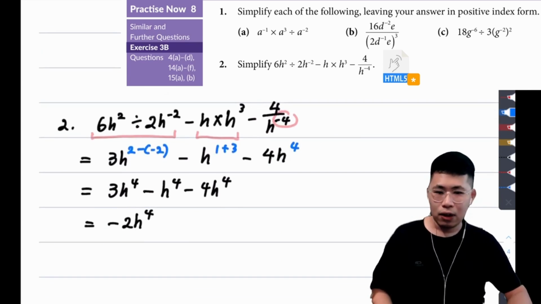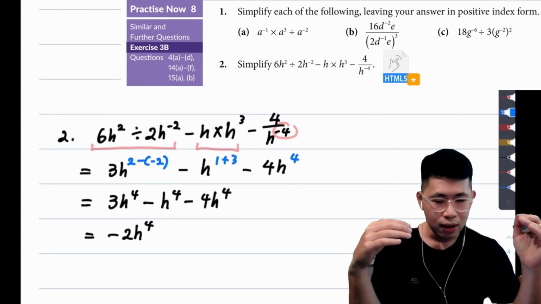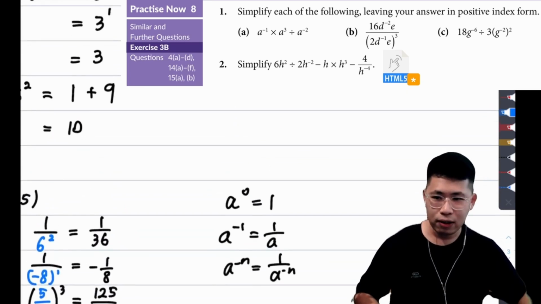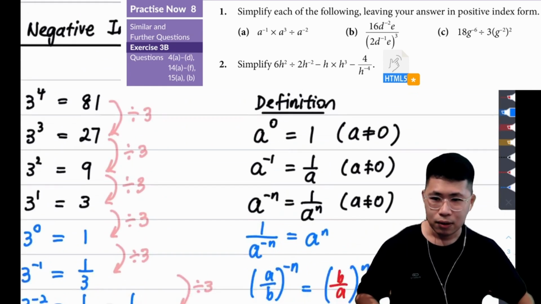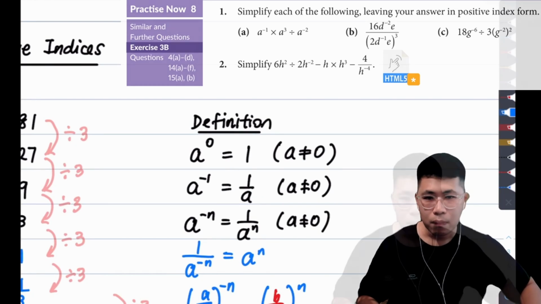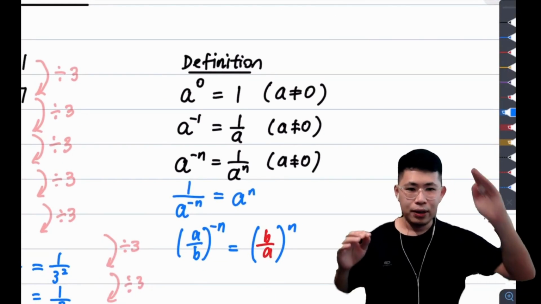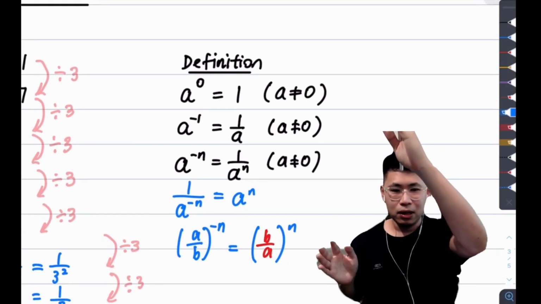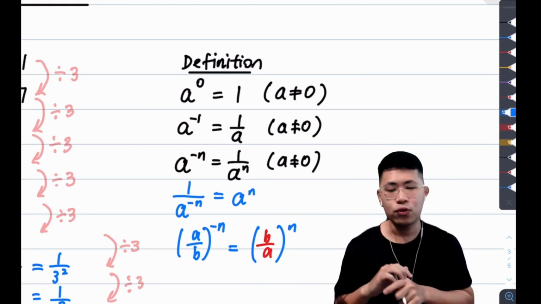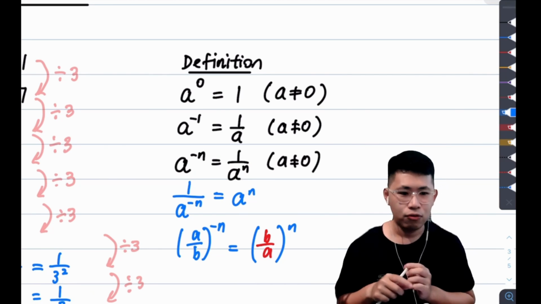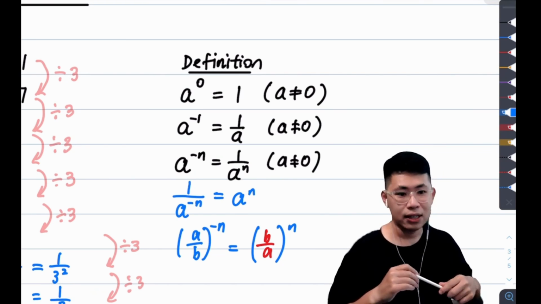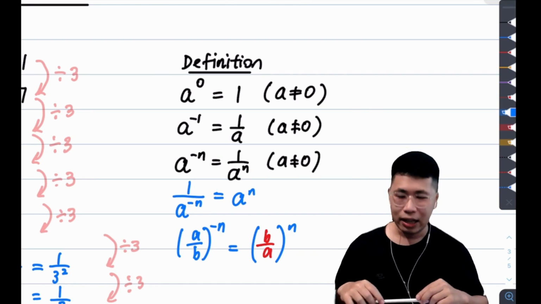Alright, so this is the video for zero index and negative index, and let me just quickly flash through the few laws that we have over here. We have our zero index right above, negative index, and two useful results for our negative index. So this ends our video for 3.3 negative indices. That's all, and have a good day ahead.